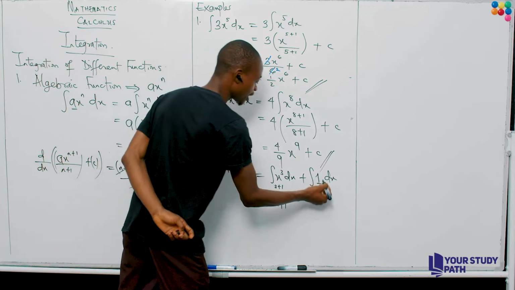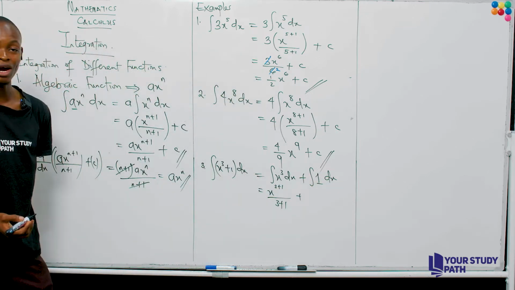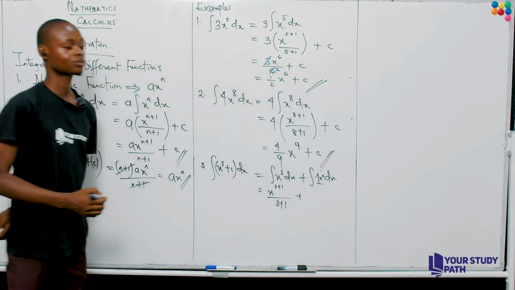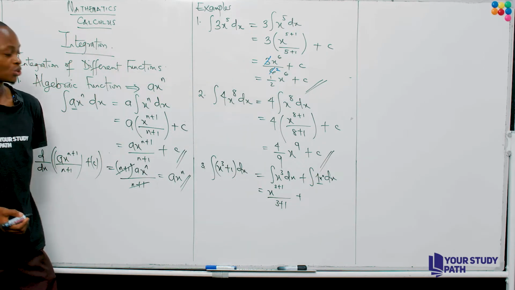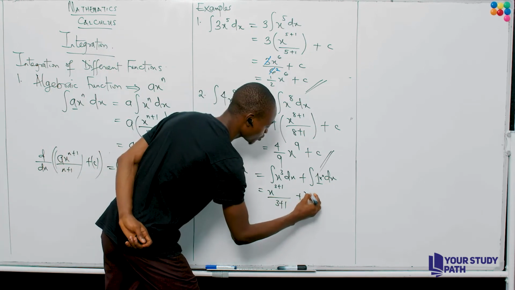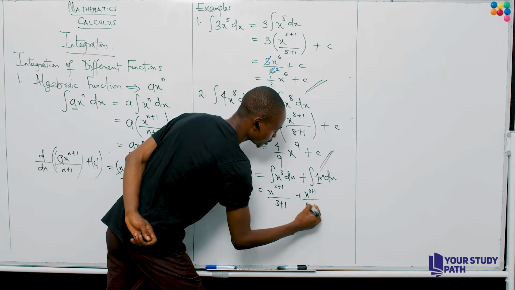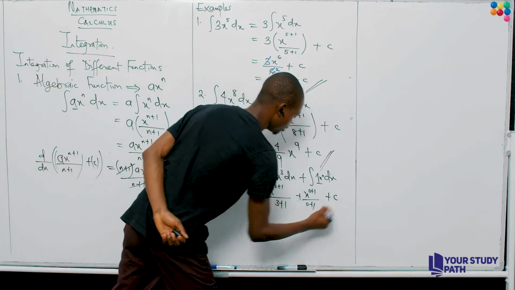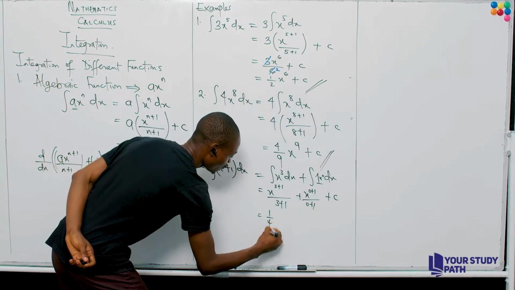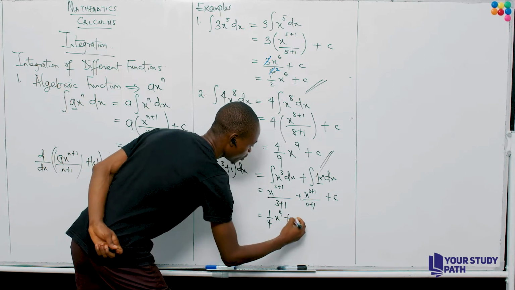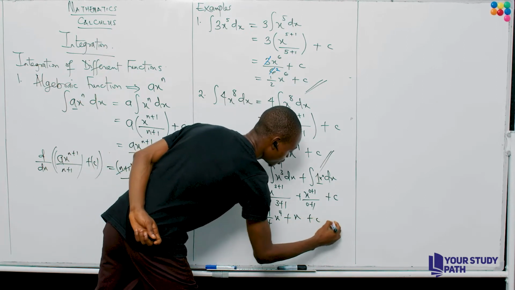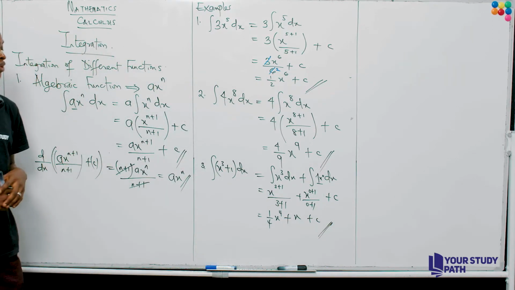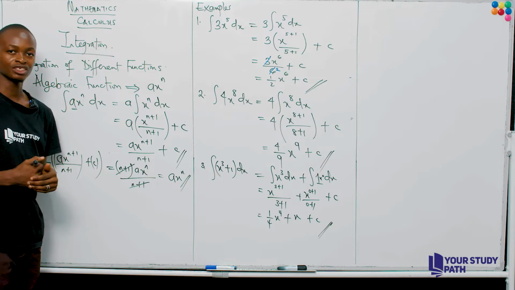So here, integral of 1. Now, do not forget that 1 is essentially the same thing as x raised to power 0, or 1x raised to power 0. So, if we integrate this, we'll have x raised to power 0 plus 1 divided by 0 plus 1, and then plus c. So what would we have? We'll have 1 over 4 x raised to power 4 plus x plus c as our final result. This is how we carry out the processes of integration.